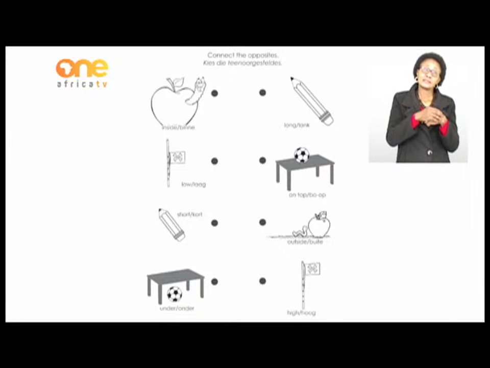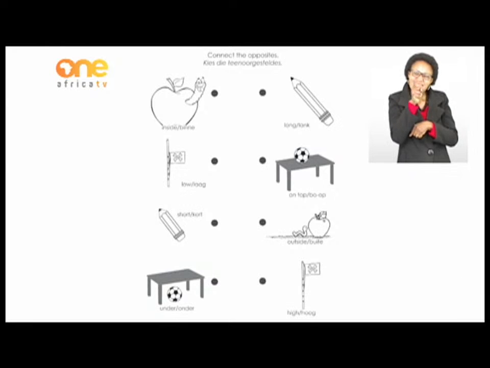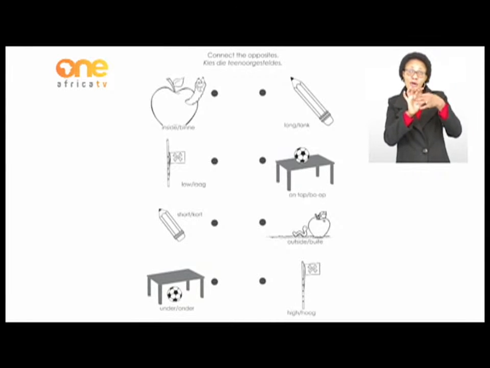The first thing that we can see is a worm in an apple. And you have to draw or connect the opposite, which means using your pencil or a color, you need to connect the dot that is the opposite of the other one. Here we can see in the apple that the worm is inside. So the opposite of inside must be, let's take a look at the other side. Let's see. It can't be long for the pencil. It can't be on top for the ball. Yes, my children, it is outside because you can see the worm is outside of the apple.